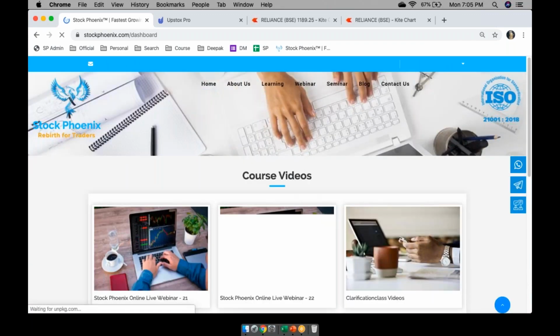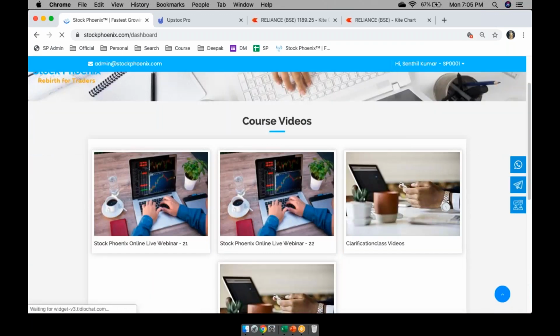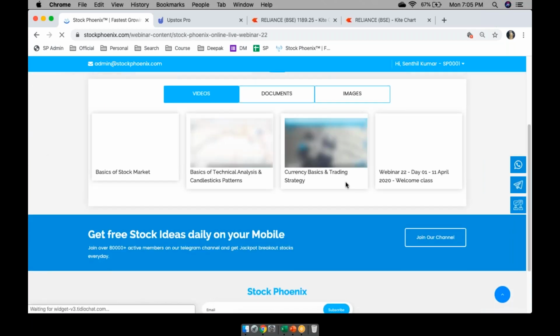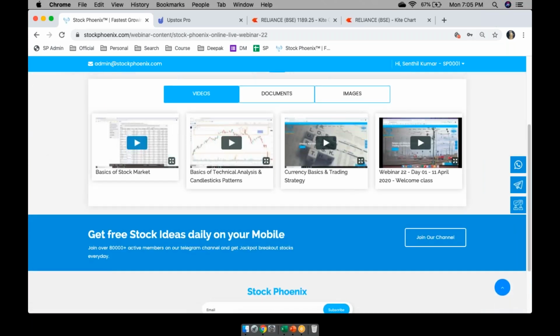And dashboard. Click on your respective webinars, webinar 22. I request everyone to complete the basics of stock market, the basic thing. Okay, so please complete the basics of stock market. This is very, very important. There is nothing new to teach. So that's the reason we are giving one recorded version to understand the basics of stock market.